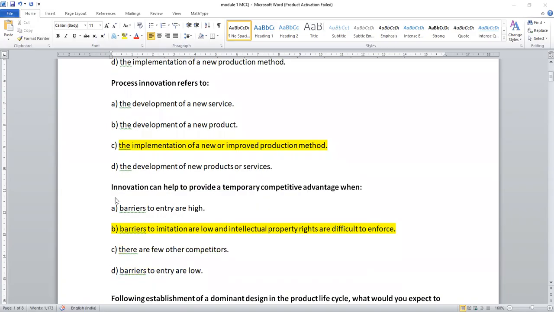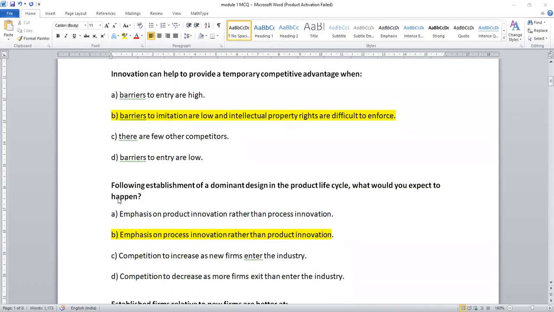Now moving on to another question, innovation can help to provide a temporary competitive advantage when? So among four, which is the right answer? The second one, that is, barriers to imitation are low and intellectual property rights are difficult to enforce. That is the appropriate answer. Moving on to another question.